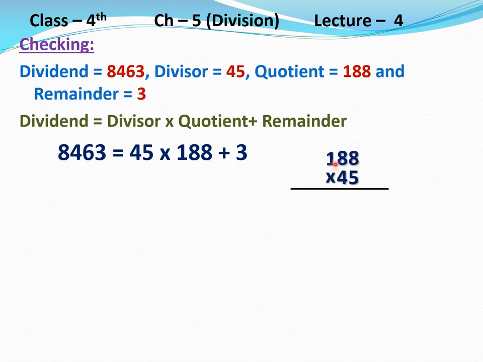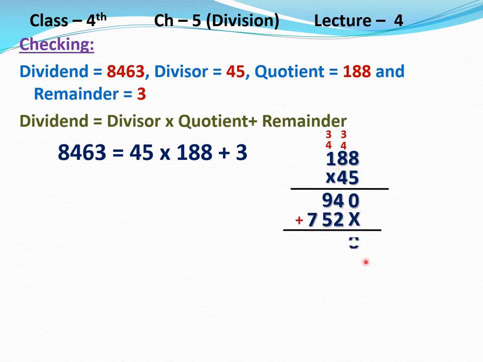First multiply 188 by 5. See, 5 8s are 40, write 0 here and 4 carry. 5 8s are 40 plus 4, 44, write 4 here and 4 carry. 5 1s are 5 plus 4, 9, write 9 here. Now put 1 cross here. Now multiply this 188 by 4. See, 4 8s are 32, write 2 here and 3 carry. 4 8s are 32 plus 3, 35, write 5 here and 3 carry. 4 1s are 4 plus 3, 7, write 7 here.